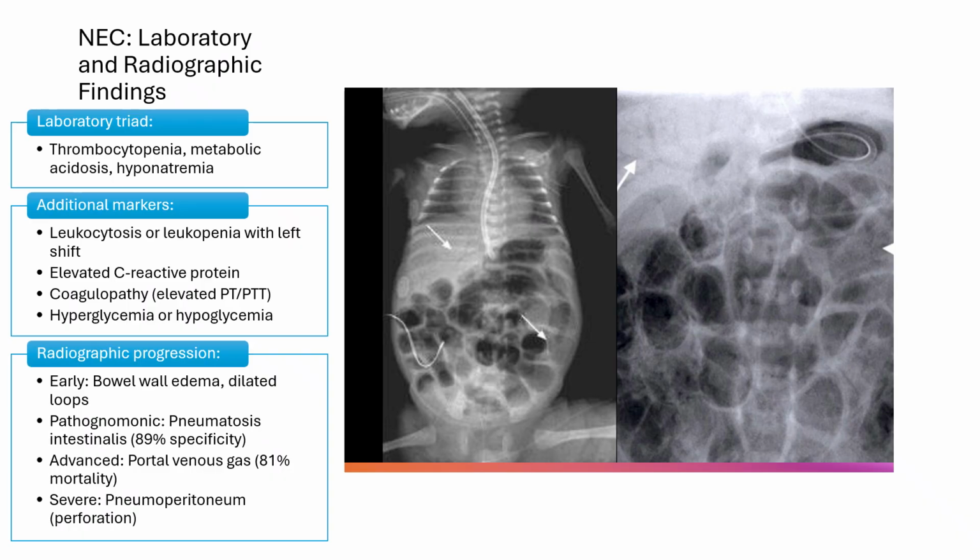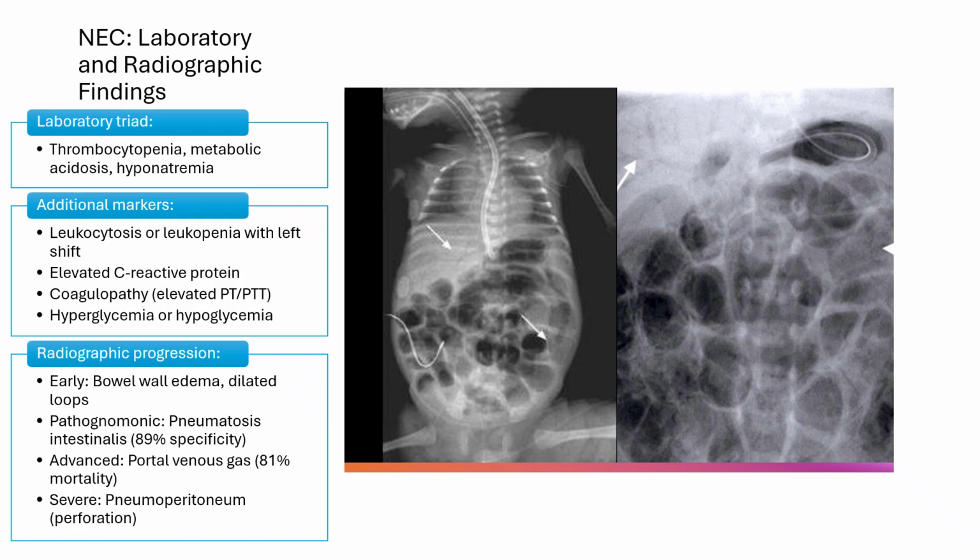Additional laboratory markers reflect systemic toxicity. The white blood cell count can swing either way: leukocytosis from inflammatory response or leukopenia from bone marrow suppression and consumption. Coagulopathy develops as clotting factors become consumed in areas of necrosis, and the liver's synthetic function becomes impaired.